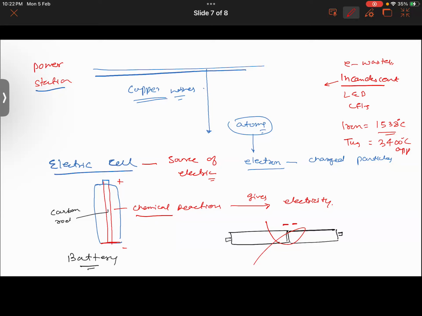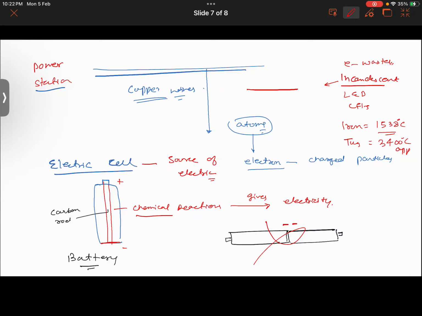Contrary to this, in a fuse we use a wire of low melting point. In a fuse we use low melting point wires. Or you can just take a single copper wire. You open the copper wire and take a single strand or two strands out of it, twist it, and you can make a fuse.